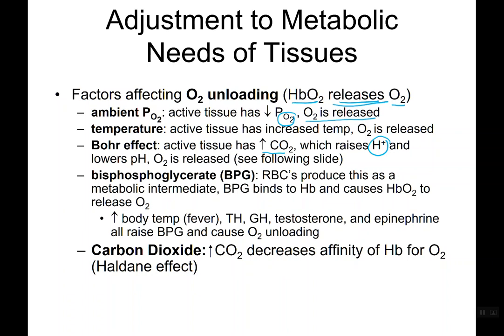There's also a metabolic intermediate inside red blood cells. It's called bisphosphoglycerate, and it's a metabolic intermediate because this is a step in lactic acid fermentation. So remember, no mitochondria, so no oxidative phosphorylation. They can only do lactic acid fermentation, and bisphosphoglycerate is a byproduct of that.